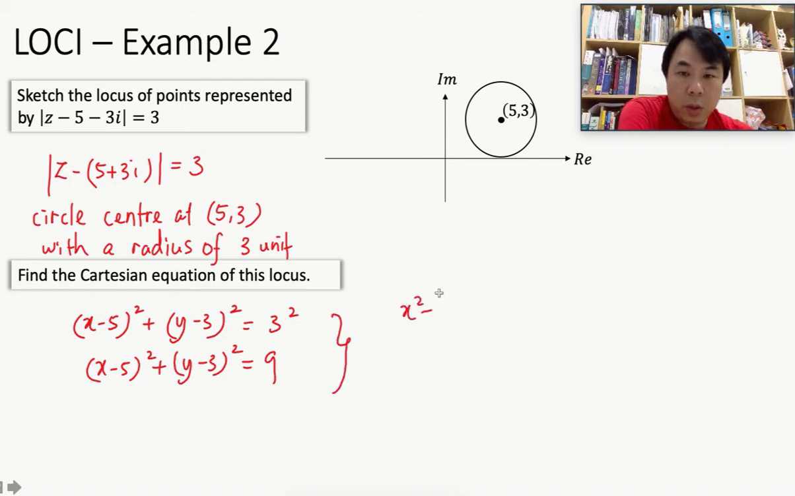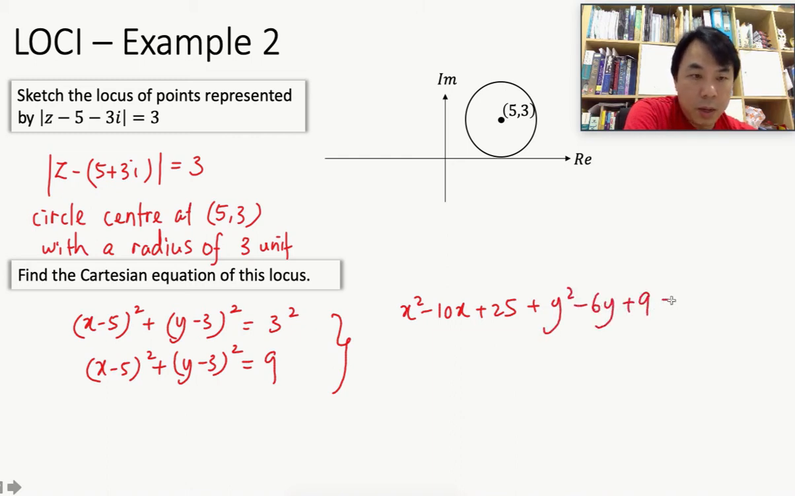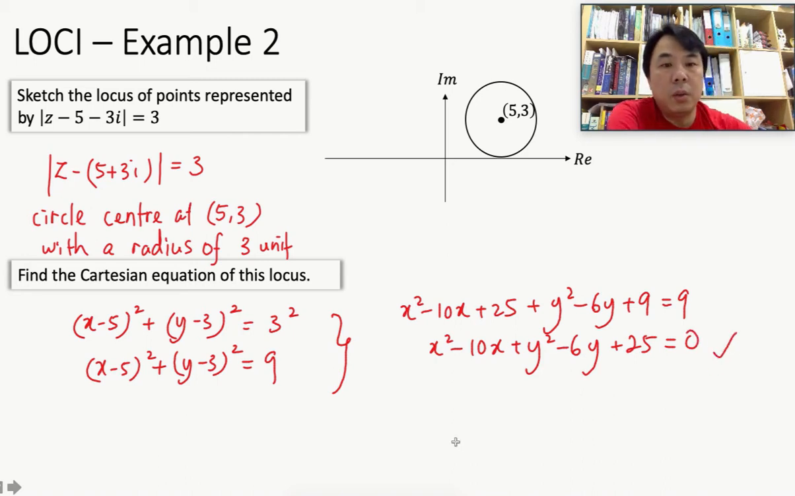You can write it as x² − 10x + 25 + y² − 6y + 9 = 9. And then therefore you can write that as x² − 10x + y² − 6y + 25 = 0. So you can also represent the circle equation in this form, which is not in its completing the square form.